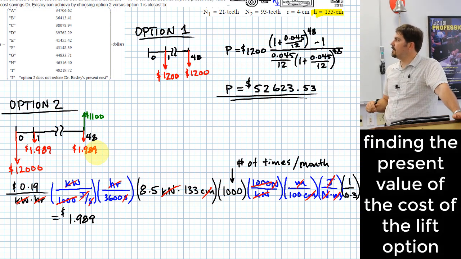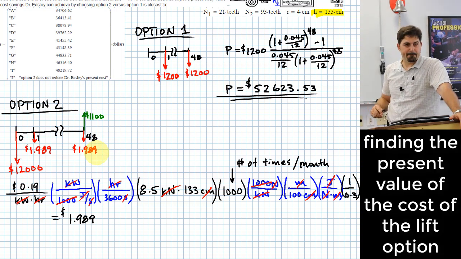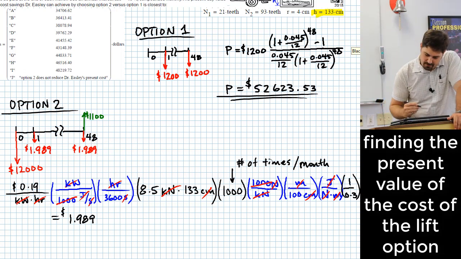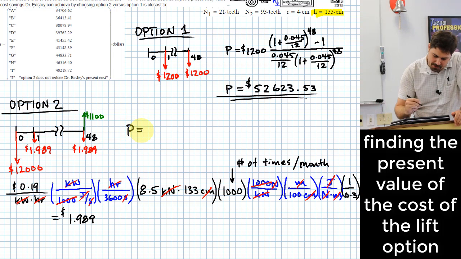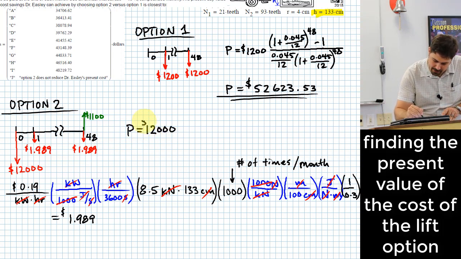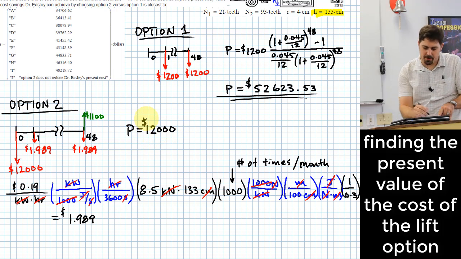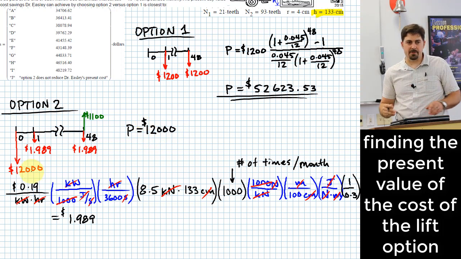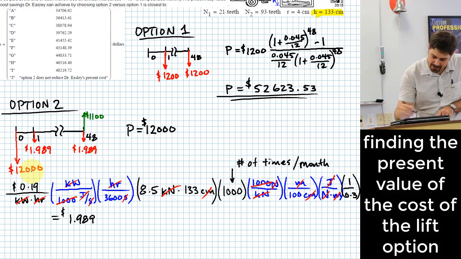Okay, so now what? We ready to figure out present value? Present value is just going to be equal to 12,000. Do I need to modify the 12,000 number at all? Okay, it's already in the present. It already happens, it's at 0. So I don't need to modify it at all.